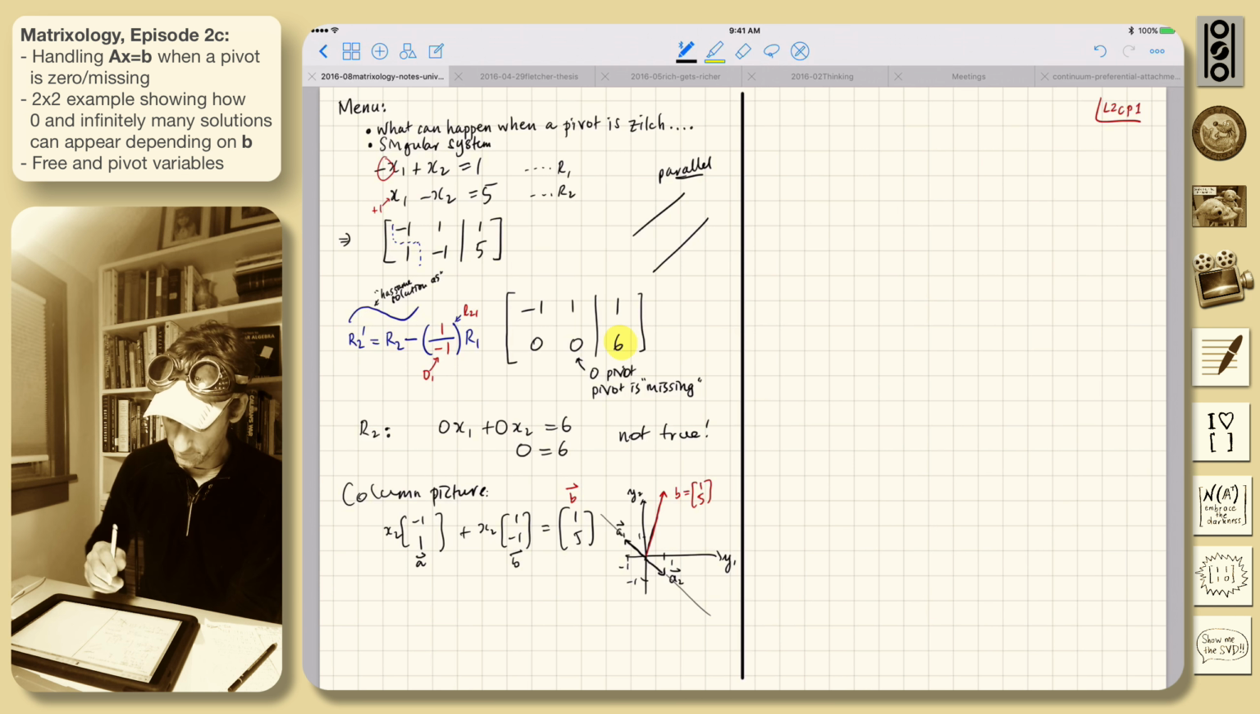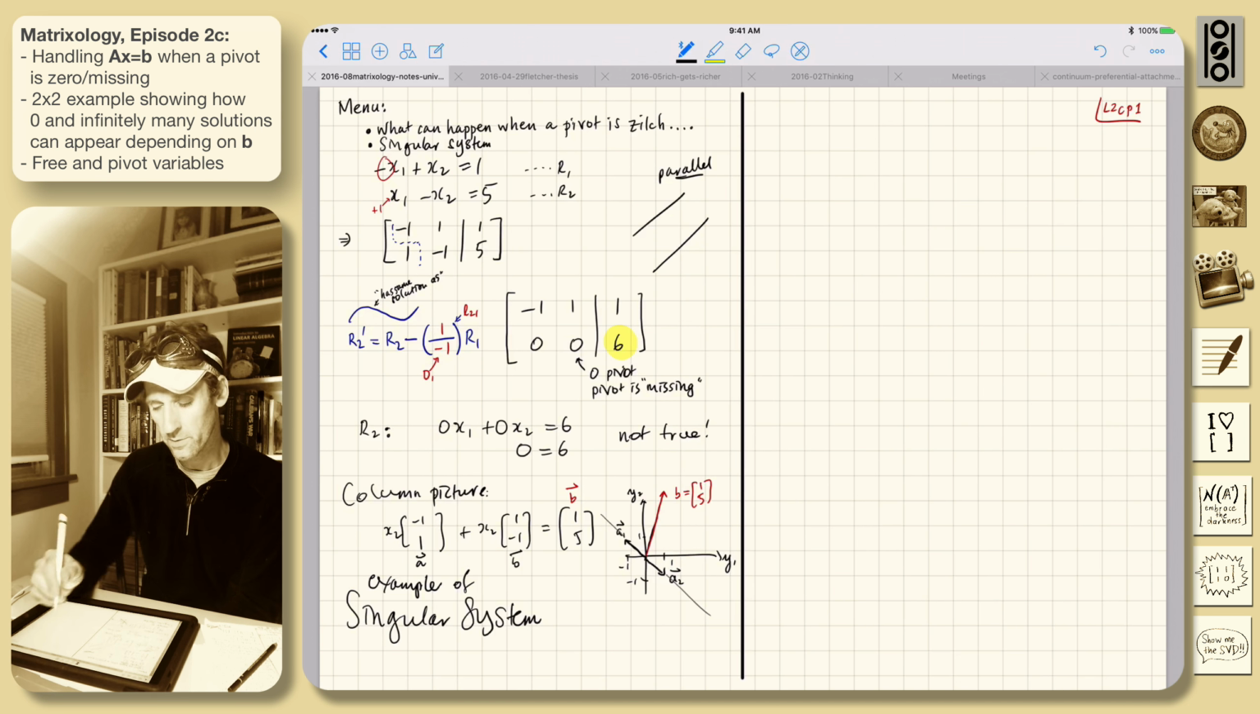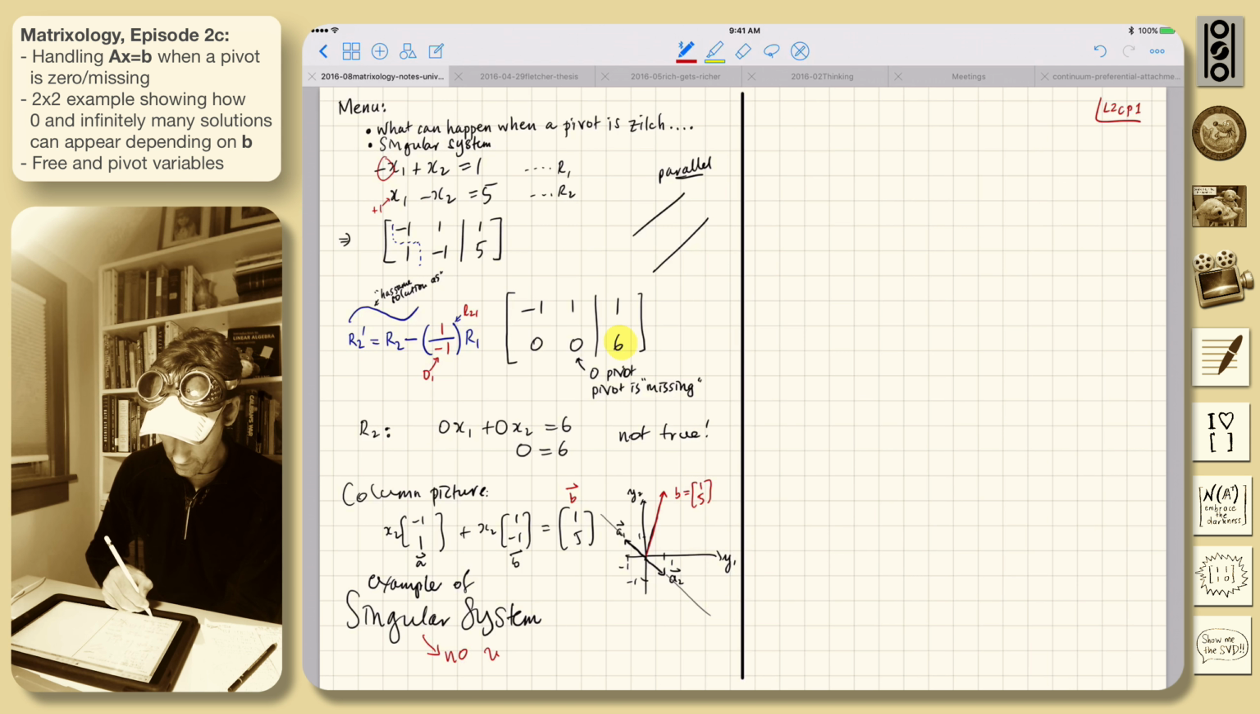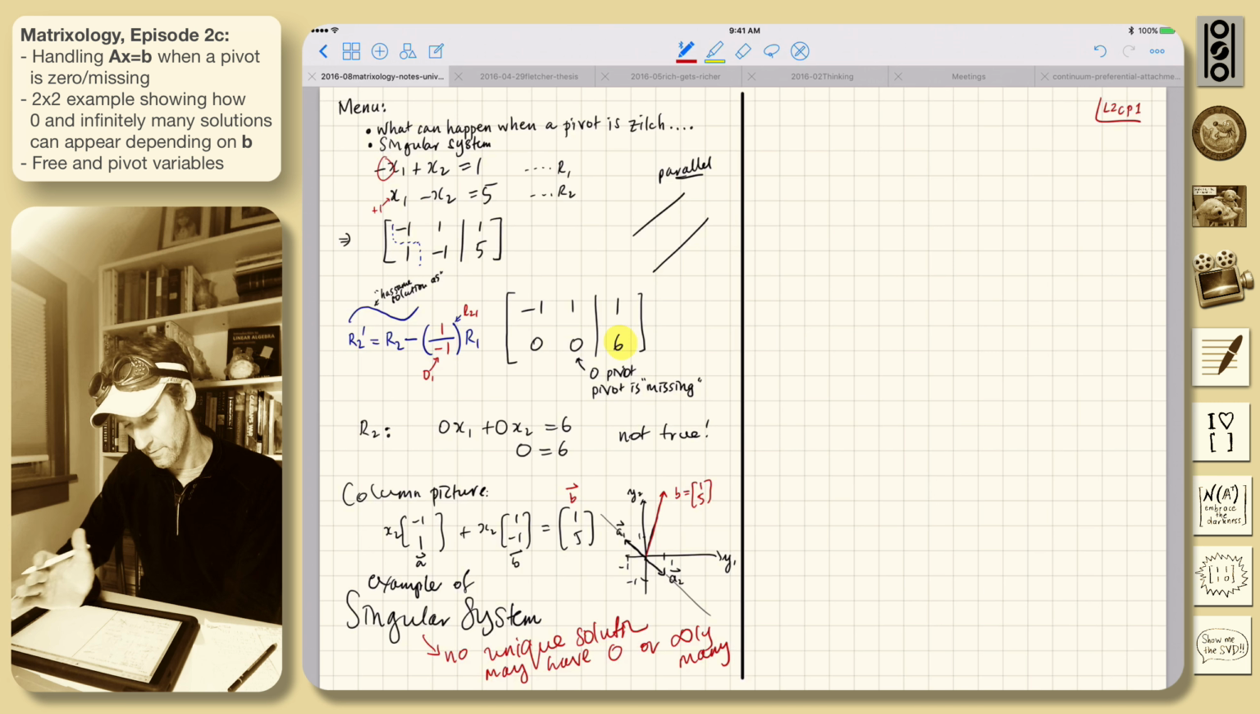So this is an example of a singular system. And this means it's a system that doesn't have unique solutions. It doesn't have a single solution. So no unique solutions, and it may have 0 or infinitely many. We're really going to understand this very well.